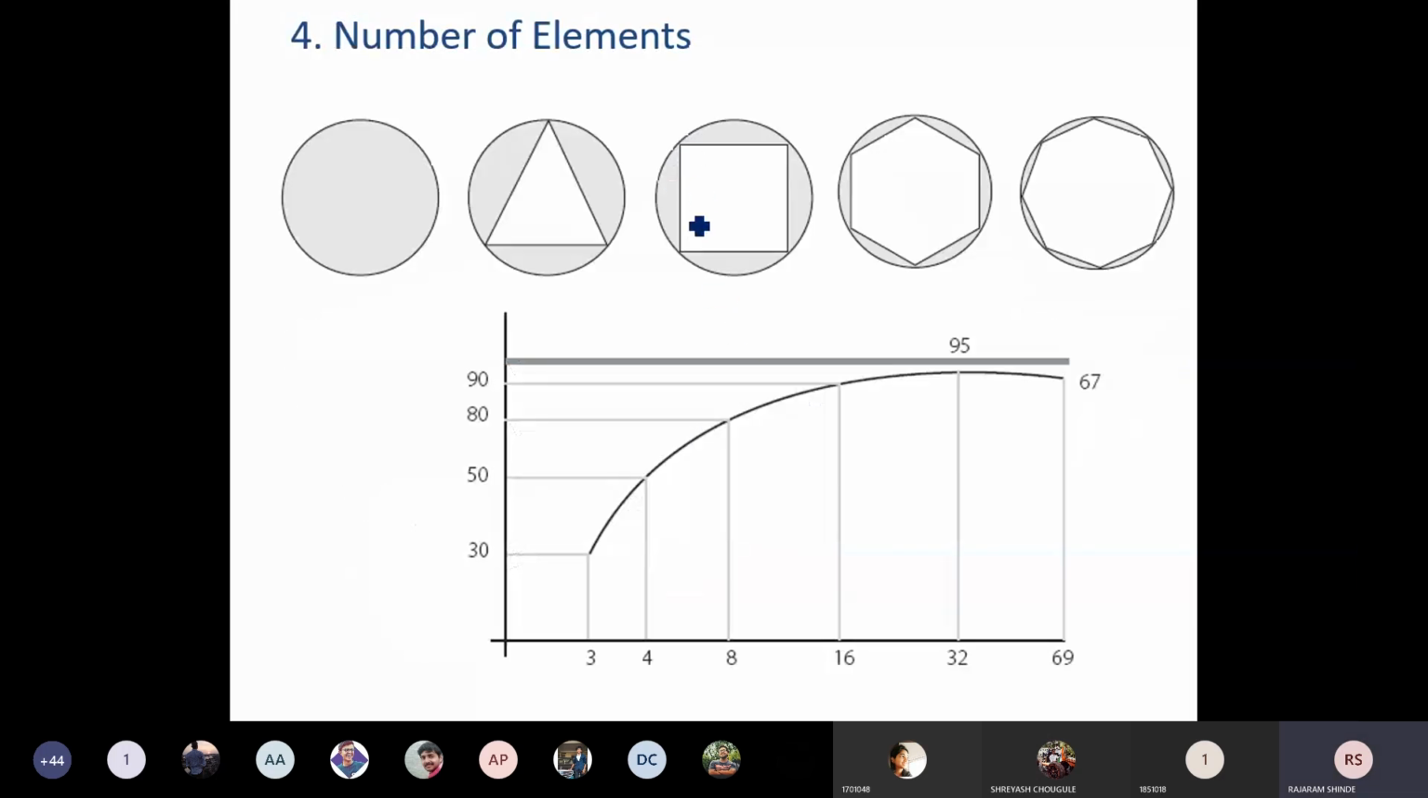Next one, how we can decide the number of elements. Now see here, while deciding the number of elements, you have to start with the coarse meshing. You mesh your model. See here, it is an iterative process. You mesh your model with a smaller number of elements and you check the accuracy in the results. Now that you cannot get from the solution.